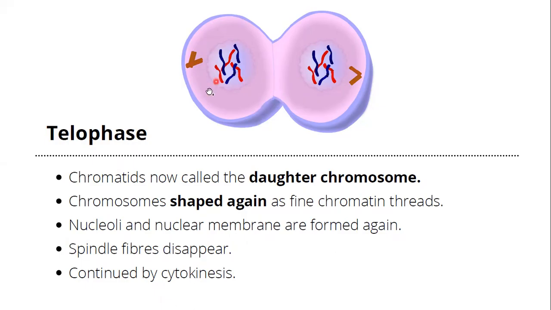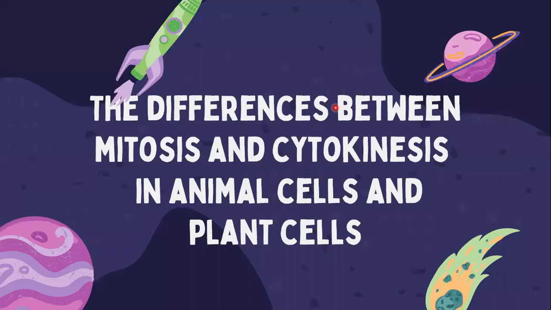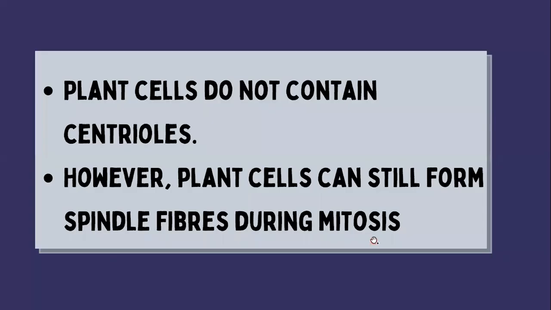You can see now we have two nuclei, but they are still connected because the cytoplasm is not yet separated. So after telophase, or after the whole mitosis, we're going to continue with cytokinesis, where the cytoplasm is going to separate, and then they're going to form two separated cells. All right. So next, we're going to talk about cytokinesis, and learn how to differentiate mitosis and cytokinesis in animal cells and also plant cells.